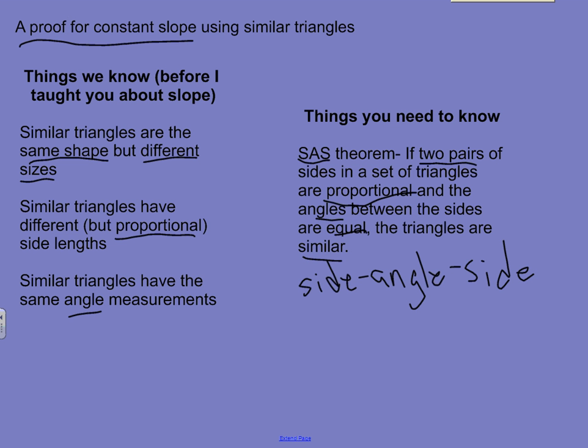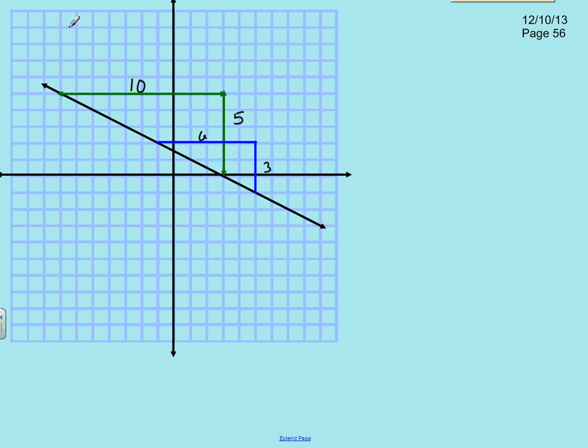So let's go ahead and look at some triangles made from a graph. This will be on page 56. You don't have to write this part here because I'm going to print that off for you, but please do leave about the top half of the page open to tape this in. So if we look at this line, I have the line of a linear function right here. And I am going to use the side angle side theorem to prove that these two triangles are similar. And then we're going to use that to prove that the slope is constant.